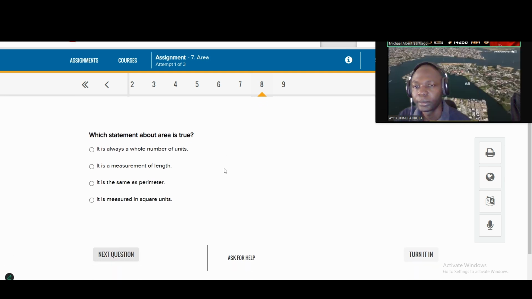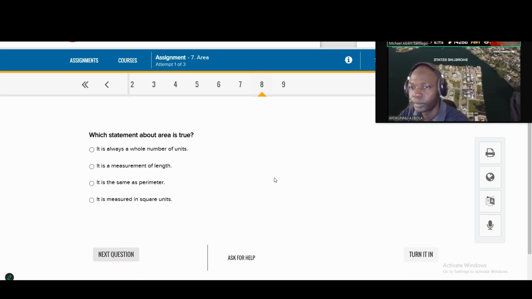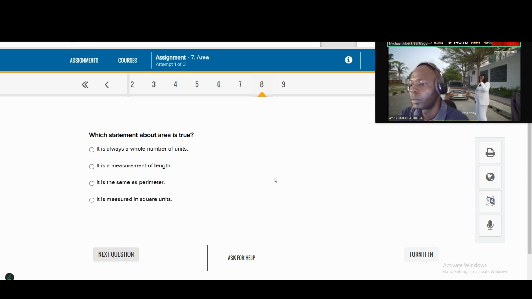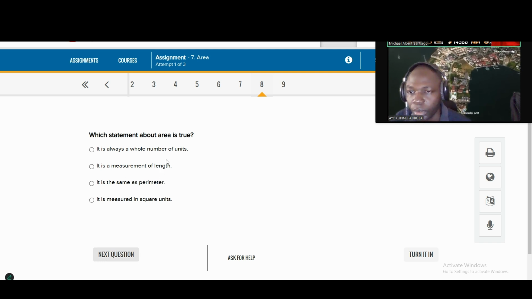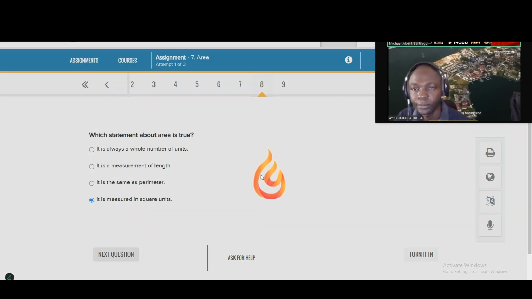Now read the next question. The statement about area is true. It is the same as perimeter. So what's the answer? It is measured in square units. Okay. Yes.